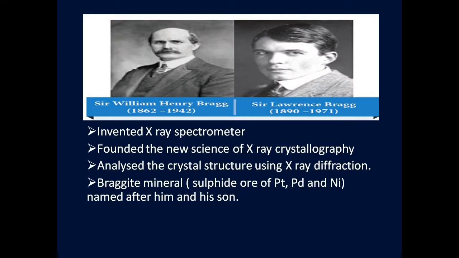Sir William Henry Bragg and his son Sir Lawrence Bragg. These two scientists invented an X-ray spectrometer. They analyzed the crystal structure by using X-ray diffraction, so they invented a new branch of science, X-ray crystallography. A mineral named braggite, a sulfide ore of platinum, palladium and nickel, is named after them, as a pride for them.